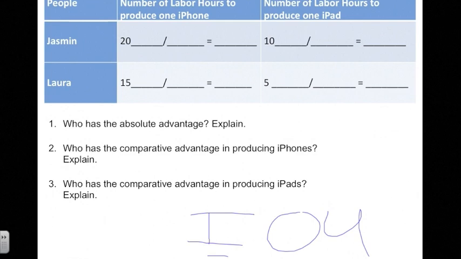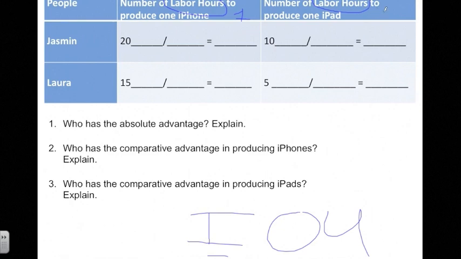Input, other goes under, not over. So this question is an input question because it is referring to the number of labor hours necessary to produce one unit of this product, in this case an iPhone or an iPad. Again, labor hours make this an input question.